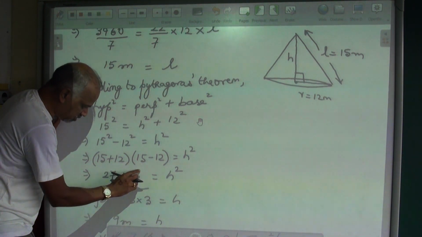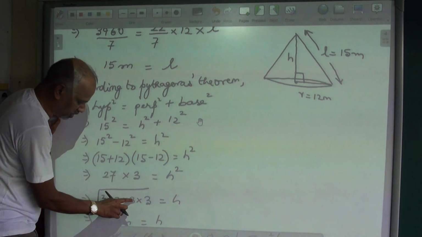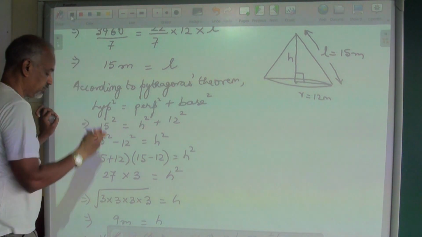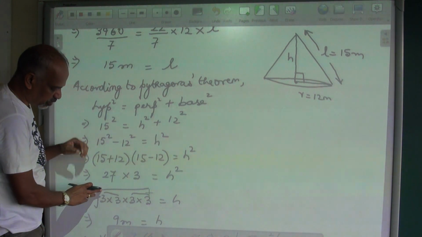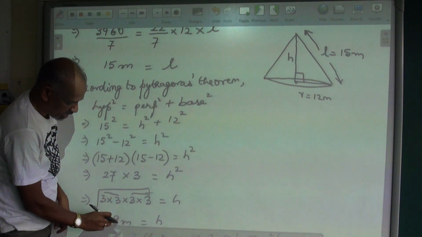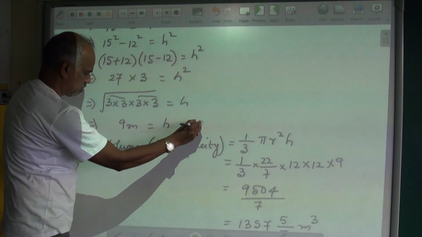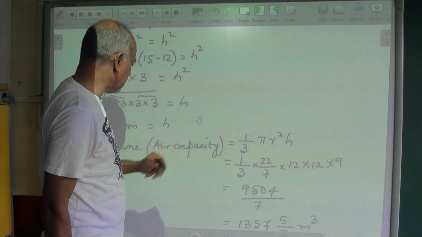So the square root of this 27 can be written as 3 into 3 into 3, and this 3 is here. Now pair them up. That's one pair, that's the other pair. After finding the square root, this will become 3, this will become 3. 3 into 3 gives you 9 meter, which is the height of the cone. It's the vertical line.